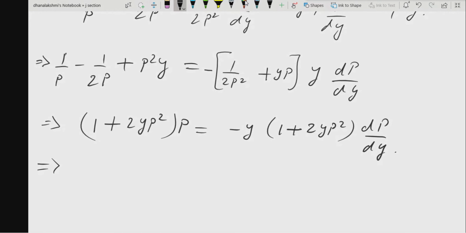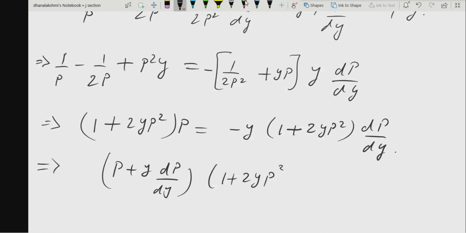Yes, ma'am. What are the factors? I took C to the opposite side, I think. Okay, so no problem. You rewrite these things. You will get P plus Y dP by dy, one factor. The other factor is 1 plus 2y P cube equal to 0.